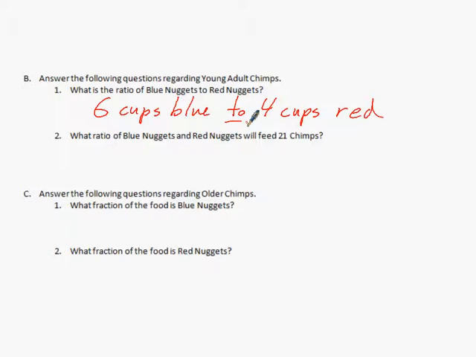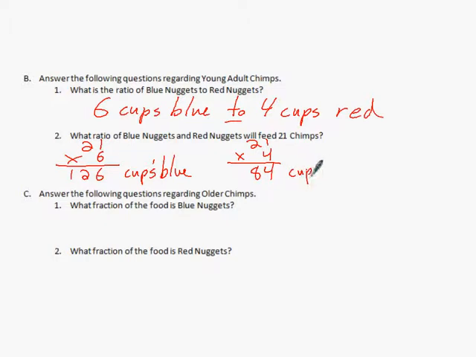So question number 2, what ratio of blue nuggets and red nuggets will feed 21 chimps? Well, 6 cups of blue feeds 1 chimp. So 6 times 21, 126 cups blue. And now we also do 21 times 4 because we have 21 chimps, not just 1. So I get 84 cups red. So 126 cups of blue to 84 cups of red. All I did is multiply by 21. 6 times 21, 4 times 21.